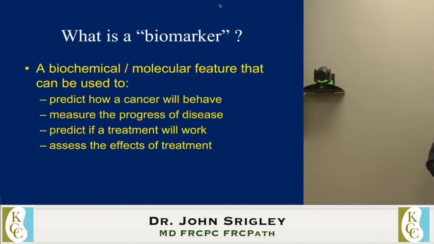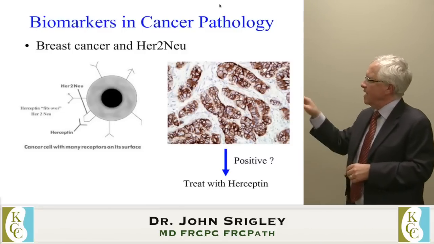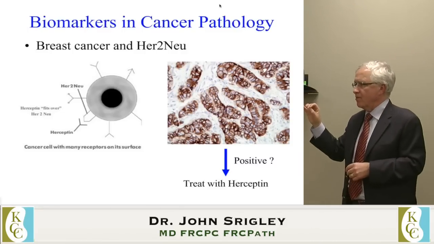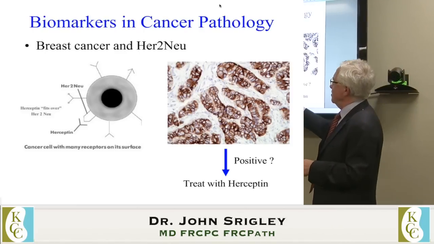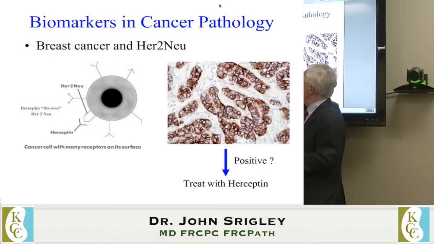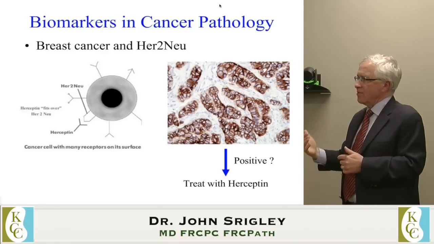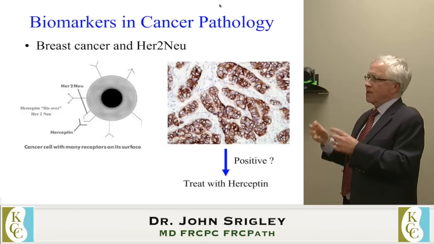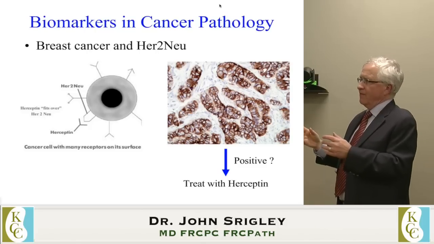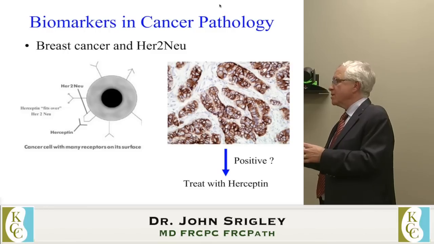With respect to the classic biomarker, as I alluded to before, breast cancer and Herceptin would be a classical example. This is a biomarker where the pathologist will look and we can identify these receptors for Herceptin on the membrane of the cancer cells. So we include that observation in our pathology report, that it's HER2/neu positive. And if the patient is HER2/neu positive, and it's a questionable result, then we can use genetic studies to confirm that result.